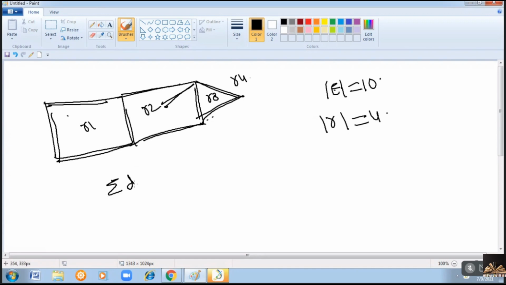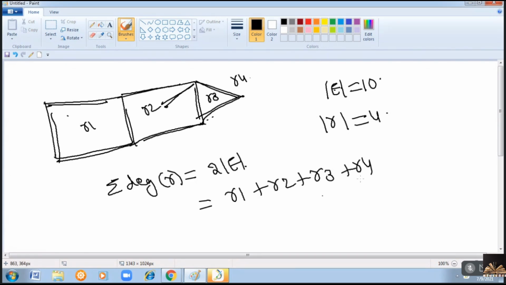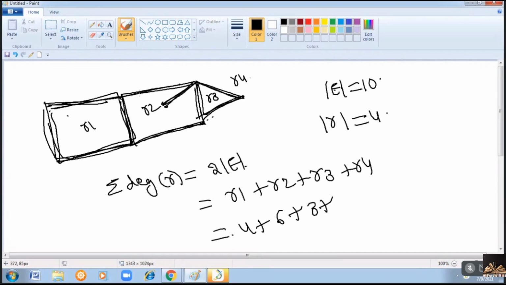What is the formula? The sum of the degrees of the regions is equal to 2 times the number of edges. We have calculated the degrees of regions, right? R1 plus R2 plus R3 plus R4. What is the degree of R1? The length of the enclosed path: 1, 2, 3, 4. What is it for R2? 1, 2, 3, 4, 5, 6. Plus R3: 1, 2, 3. Plus R4: 1, 2, 3, 4, 5, 6, 7.